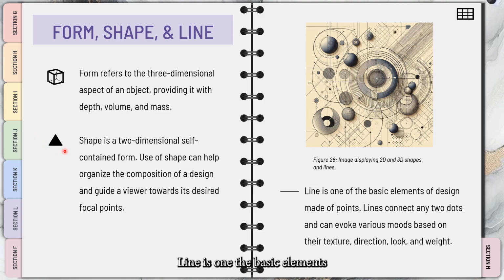Line is one of the basic elements of design. Lines connect any two dots and can invoke various moods based on their texture, direction, look, and weight. An example of this would be this line here. Also seen in Figure 28, this image is displaying 2D and 3D shapes and lines.